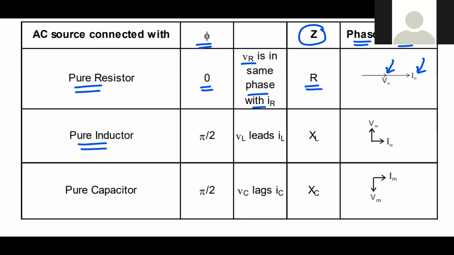Now we move on to the pure inductor. The phase difference is pi by 2. Who leads? Who is ahead, who is behind? Voltage is leading. You have to remember this: voltage is leading in an inductor.